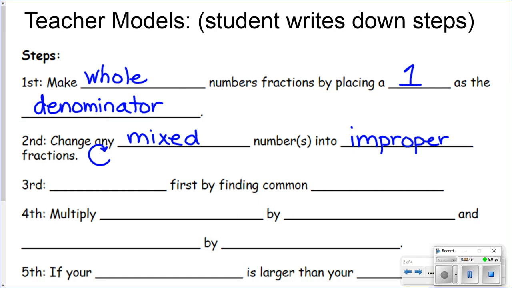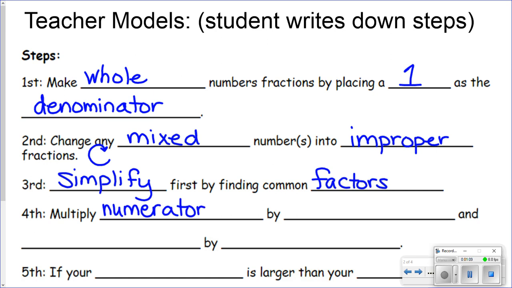Third, we're going to simplify first by finding those common factors. Fourth, we're going to multiply the numerators by the numerator, and the denominator by the denominator.